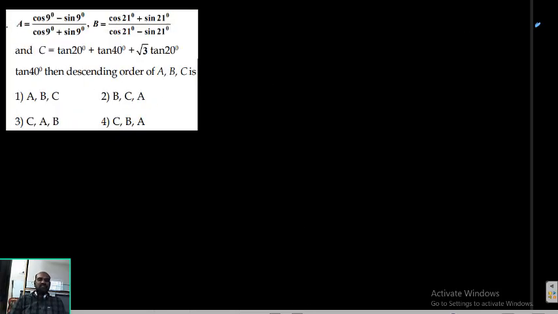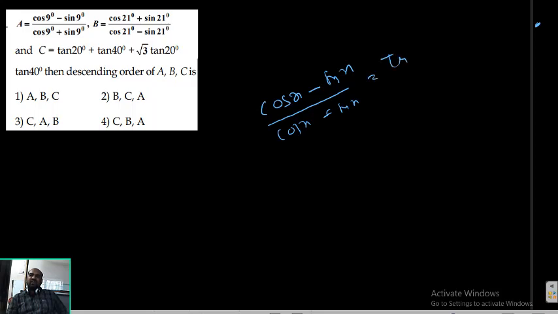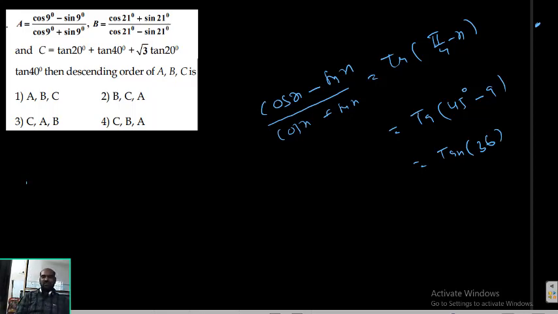Next question, this is also interesting, comparison, here comparison. Ascending order and descending order of A, B, C, D's. Okay. First of all, already I explained, cos x minus sin x by cos x plus sin x is nothing but tan of pi by 4 minus x only. So in this problem, tan of pi by 4 is 45, I can write 45 minus 9 degree, that is tan of 36 degree. So A equal to tan 36.